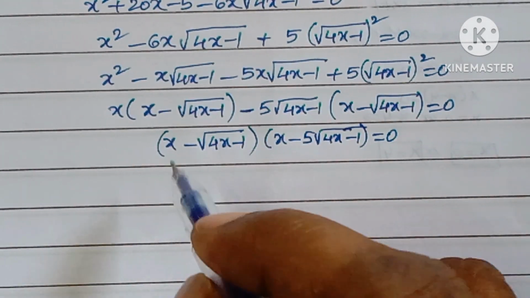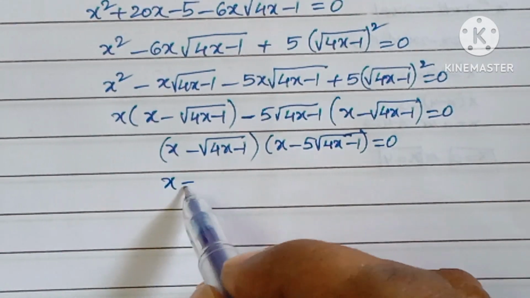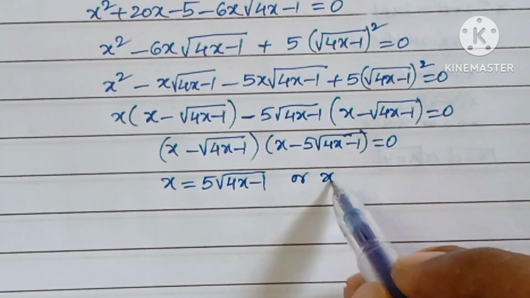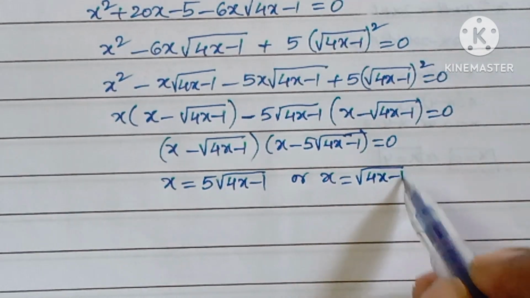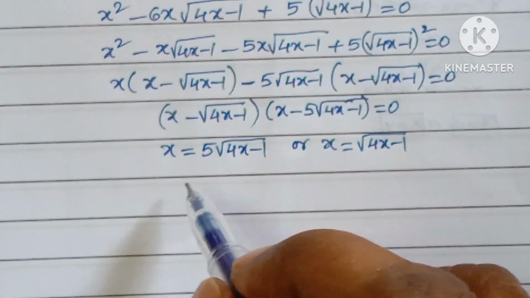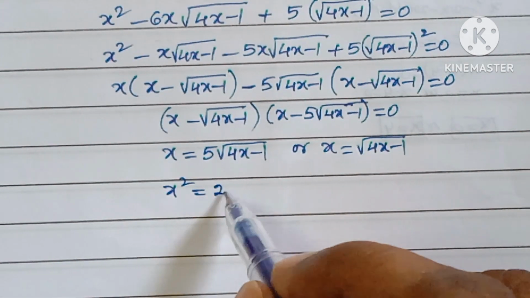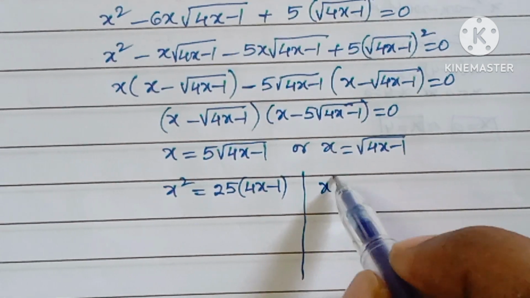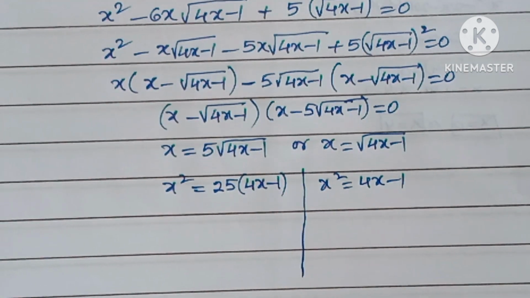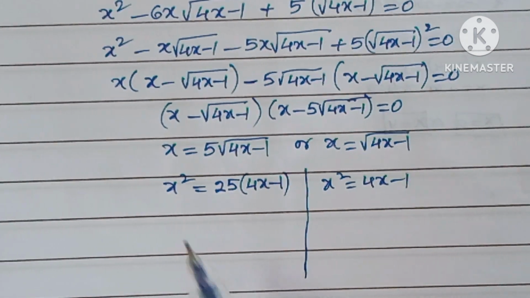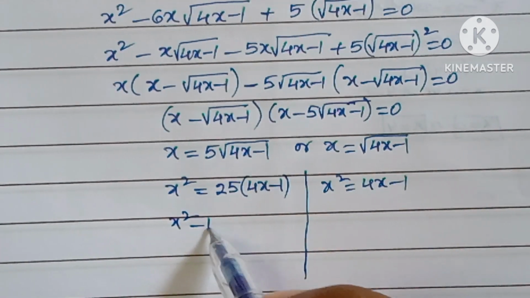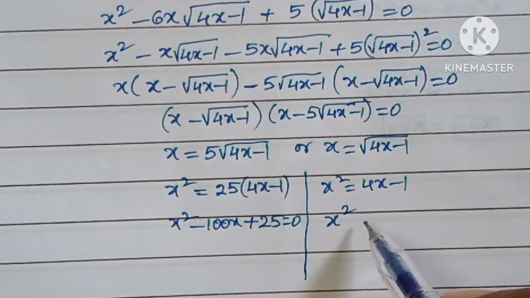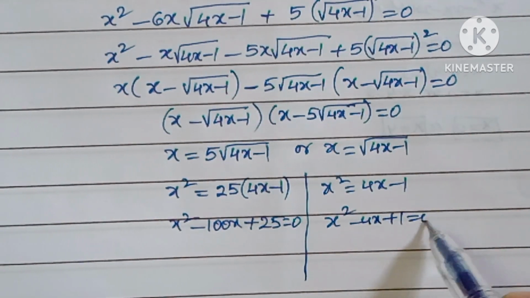Now here x = 5√(4x − 1), or x = √(4x − 1). If you do squaring on both sides, x² = 25(4x − 1), and on this side x² = 4x − 1. Now here you can write x² − 100x + 25 = 0. This side you'll get x² − 4x + 1 = 0.